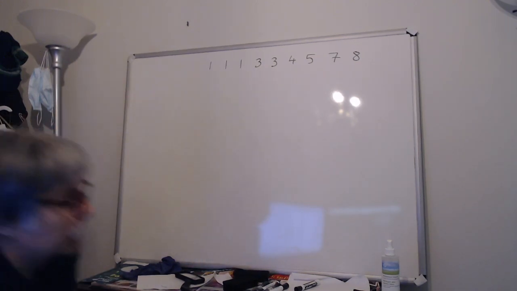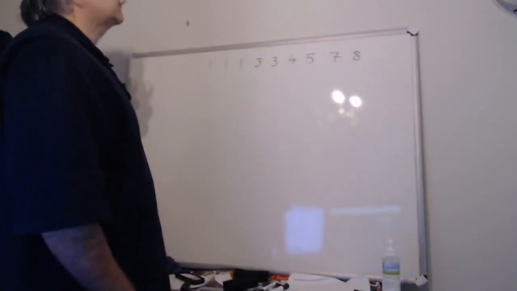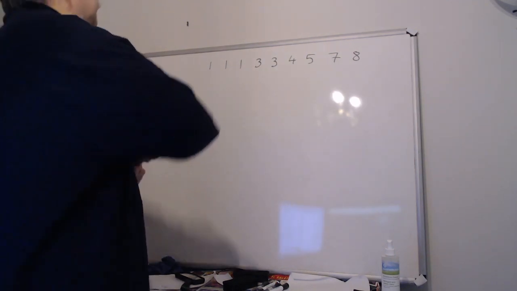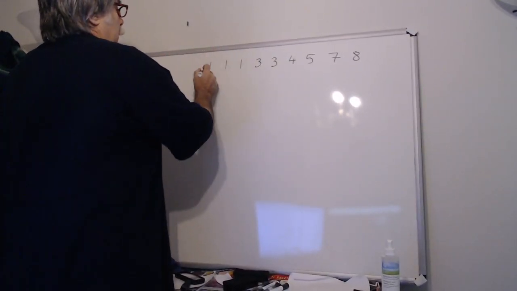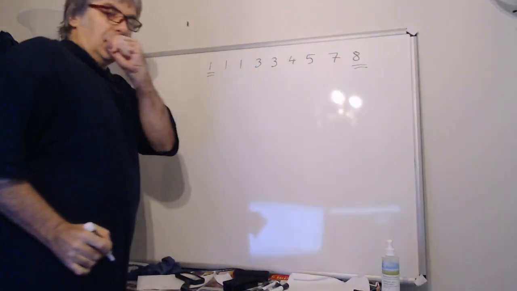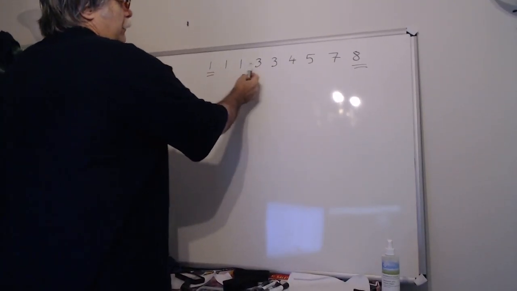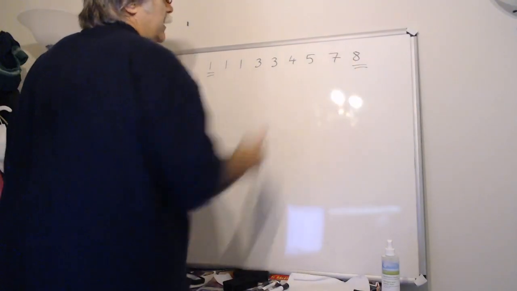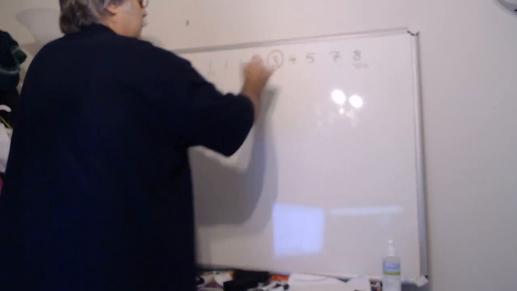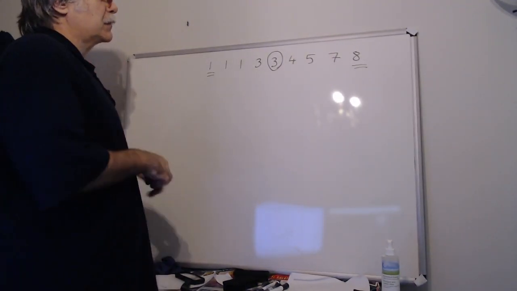So I have on the board sample 1, 1, 1, 3, 3, 4, 5, 7, 8, sorted again. So I have the minimum, I have the maximum, and in this case I have 1, 2, 3, 4, 5, 6, 7, 8, 9 items. So I have the item in the middle. One of the threes is the median, so this would be the median.